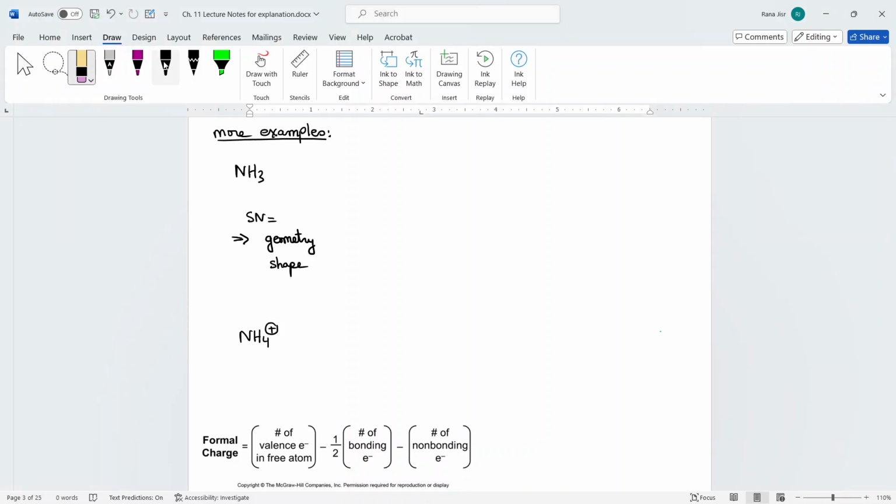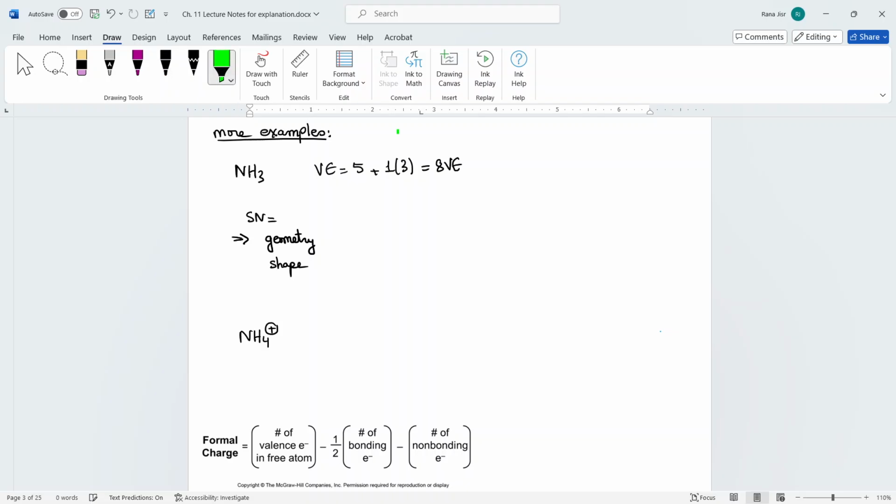Let's continue with more examples. Ammonia, NH3. Ammonia is used as a solvent and it is used as a base. So we're going to calculate the valence electrons for ammonia. Nitrogen is group number 5 and hydrogen is group number 1. I have 3 of those, so that is 8 valence electrons.